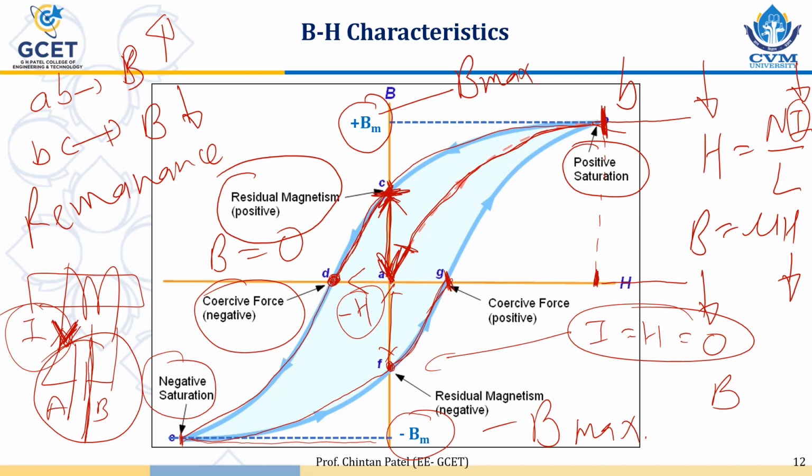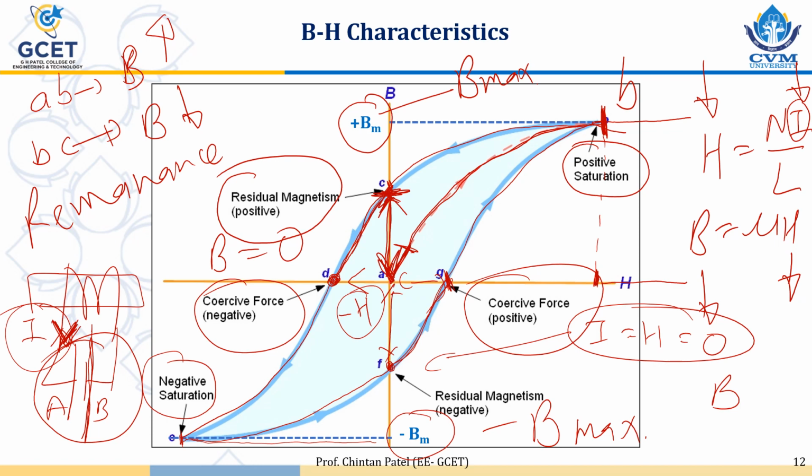At point Z, B is 0 and H has some positive value. So this AG component is known as coercive force. Positive coercive force is required to nullify the negative flux density to 0, to make the negative flux density 0. And after reaching point Z, if we still keep increasing the value of current, the BH curve will follow the GB path.